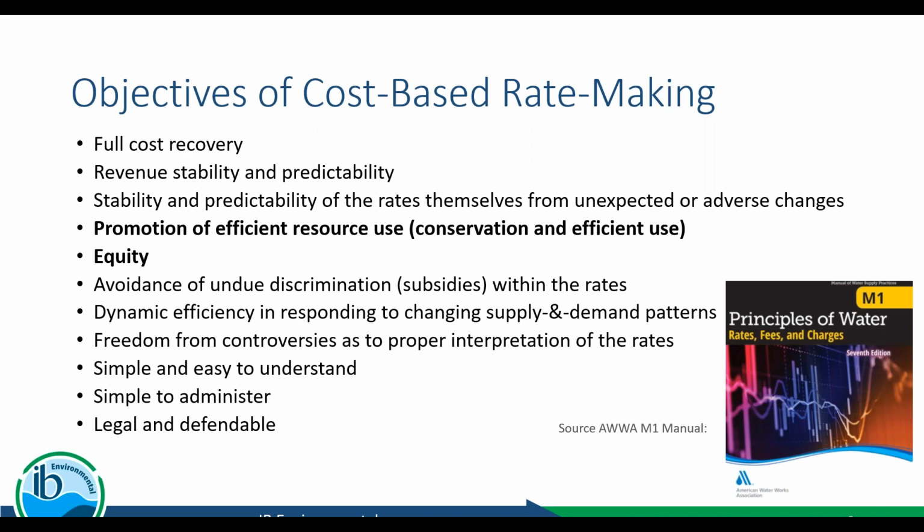So there are lots of goals or objectives here. That the rates are simple and easy to understand. Think about those bubbles that we saw a couple slides ago. We want the rates to be simple to administer, definitely legal and defensible. A utility is trying to meet, ideally, all of these objectives when it sets its rate structure. So it is a very ambitious list, and so it's sometimes a balancing act as well to be able to, for example, have rates that are easy to understand, but actually achieve some of these other objectives.